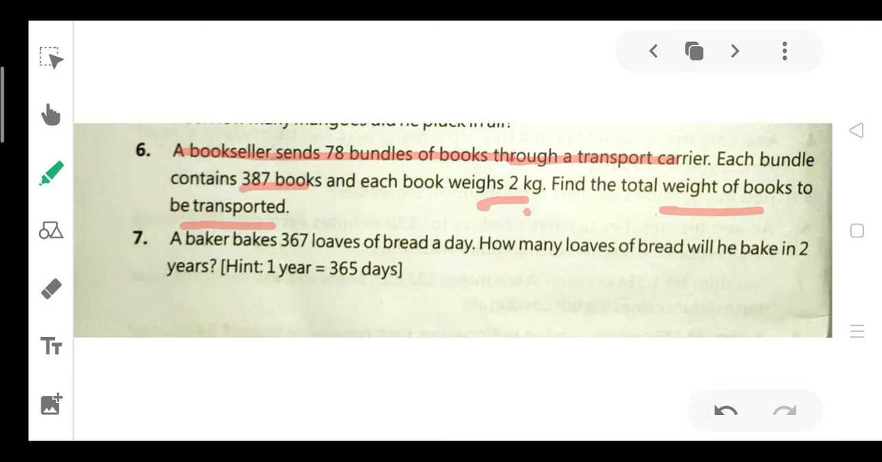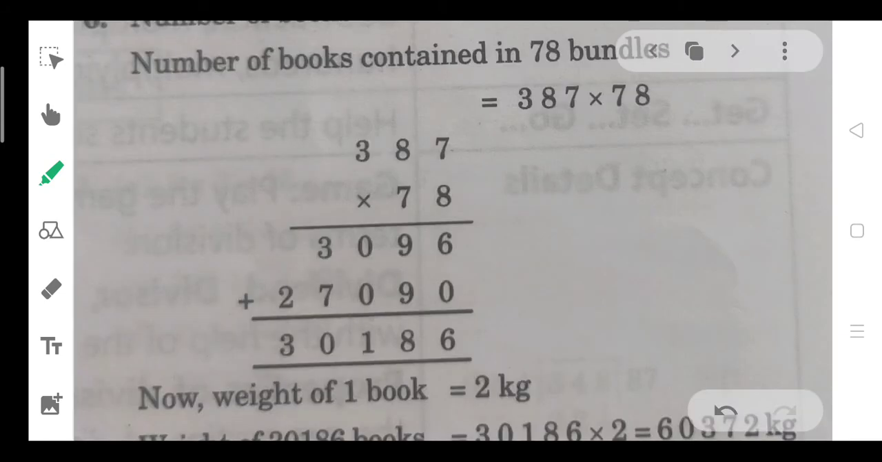Means here we do not have to find out how many books were transported. We have to find out how many kg of books. So firstly, one book weighs 2 kg, and how many books are there? 387. In one bundle there are 387 books. I am going to explain this for you.